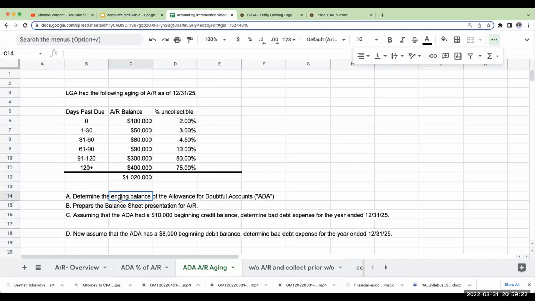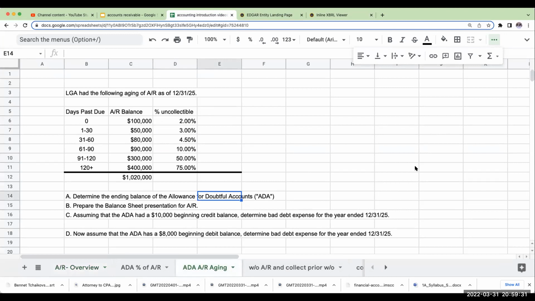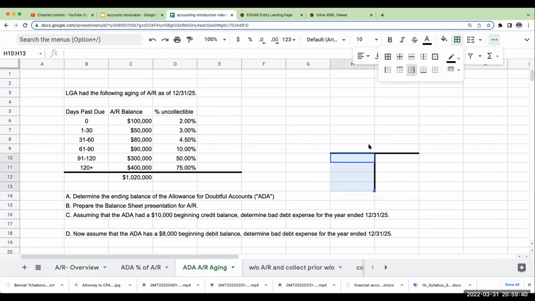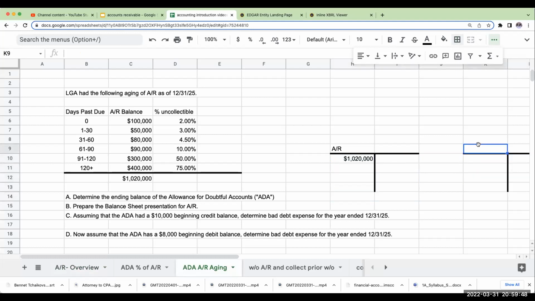So we're going to determine the ending balance in the allowance for doubtful accounts. Remember, our step one is either a percentage of accounts receivable or a percentage of an aging of accounts receivable. Our steps are exactly the same. We're sitting here on our books with an AR balance of $1,020,000. And what we have to figure out is what is going to be the balance in our allowance for doubtful accounts.